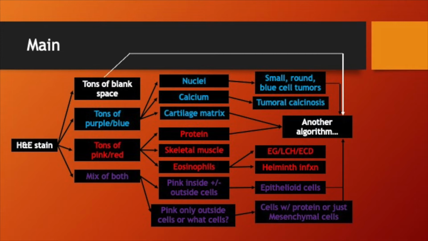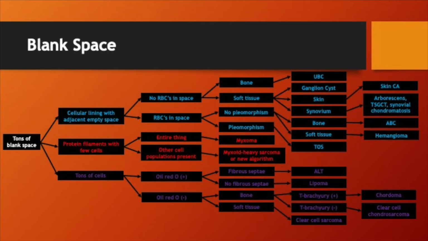I'm not going to go over every box within this algorithm because I believe that will insult your intelligence and won't be within the scope of this presentation, which is really to show you how to use these algorithms. So let's start with the blank space algorithm. The first thing you want to look at is why is there blank space? So is there a cellular lining with an adjacent empty space? Are there lots of pink protein filaments with very few cells, or are there just tons of cells along with that blank space? Then you'll break that down further depending on where you're now going with the algorithm.